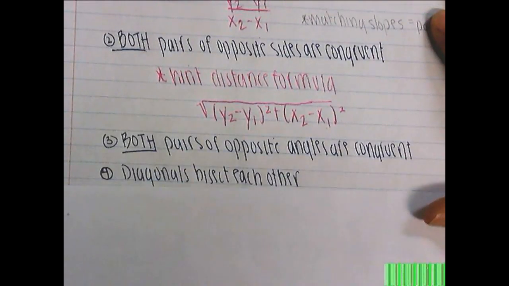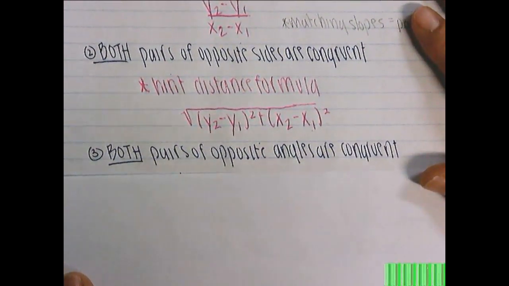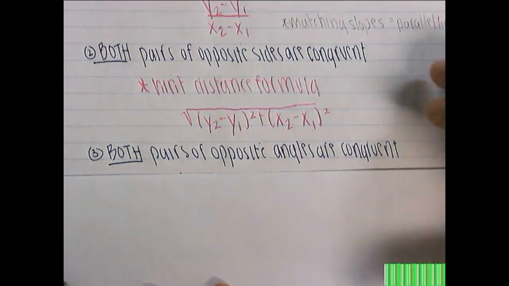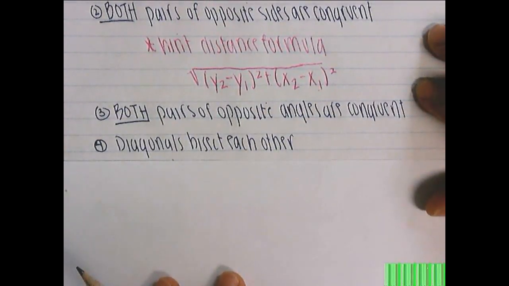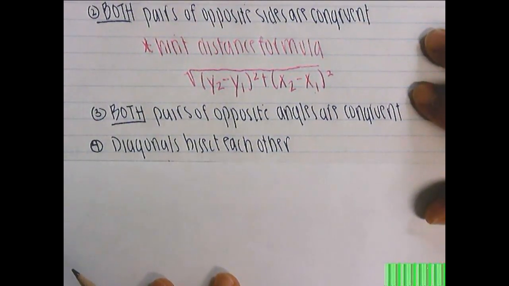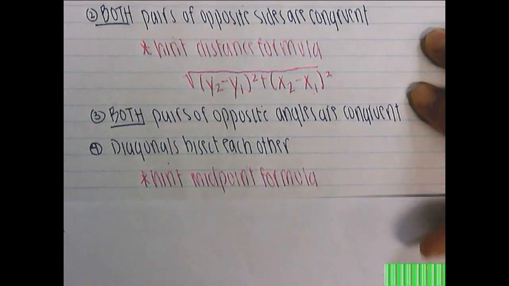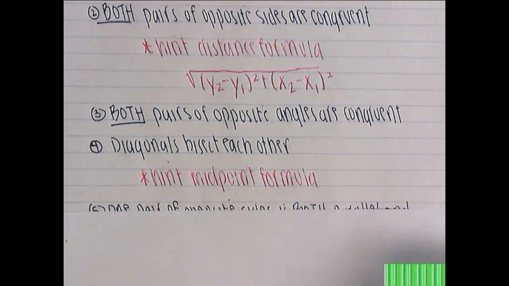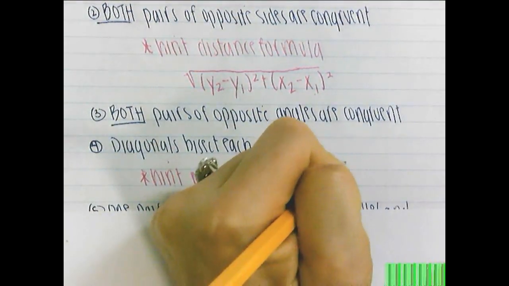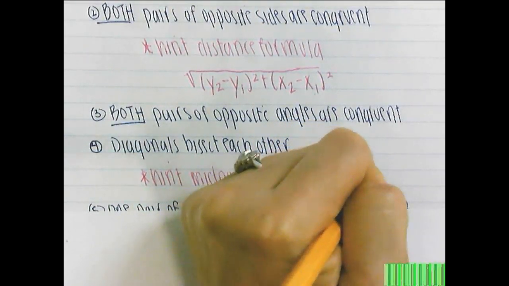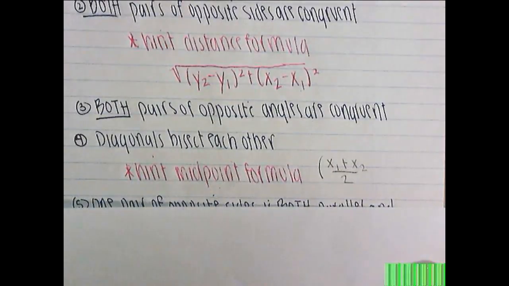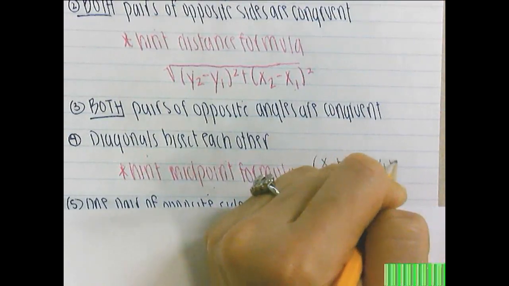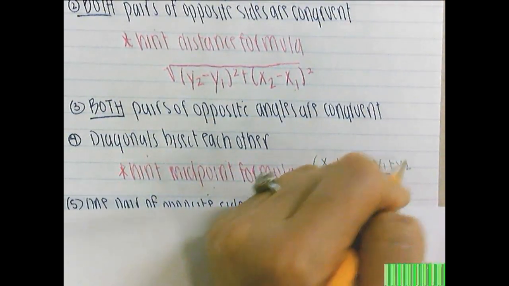All right. You could also show that both pairs of opposite angles are congruent, and then you would prove it was a parallelogram. And if you could show that the diagonals bisect each other, it would prove it was a parallelogram. For that you would want to use the midpoint formula. For those of you that have forgotten that one, that is x1 plus x2 divided by 2 and y1 plus y2 divided by 2.